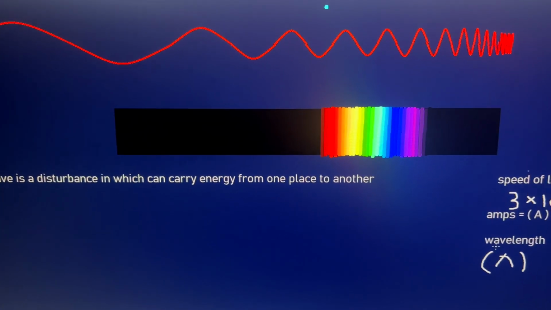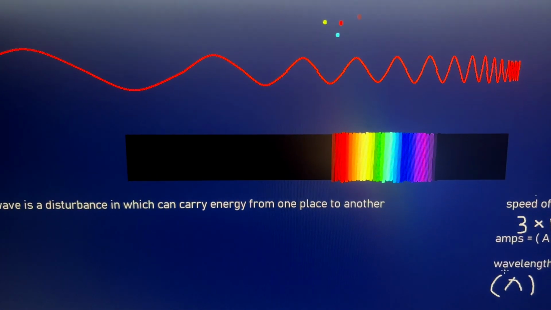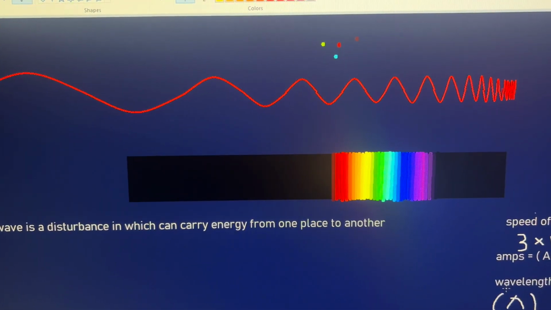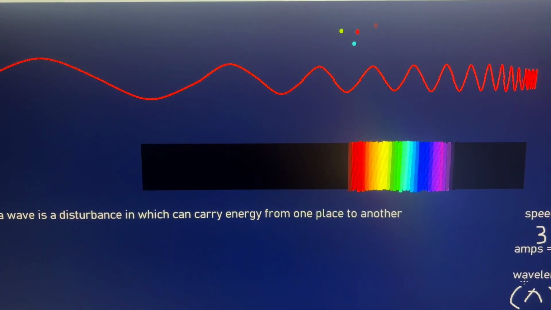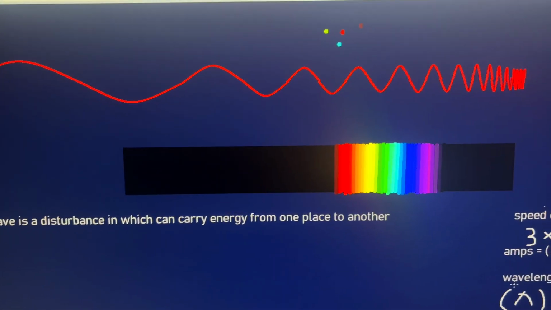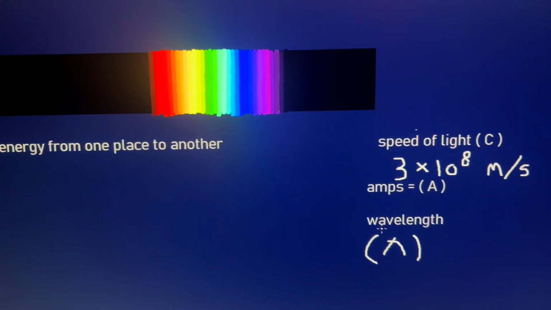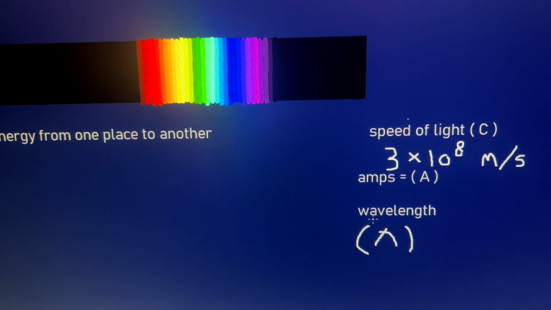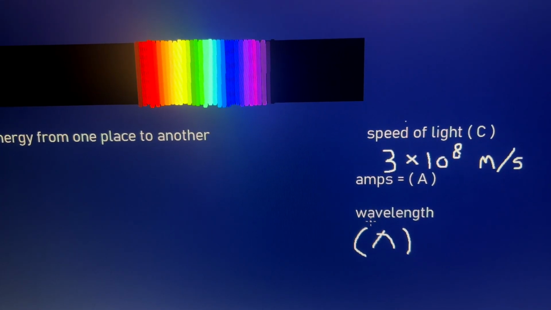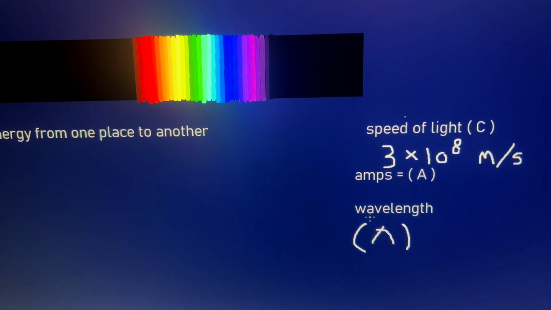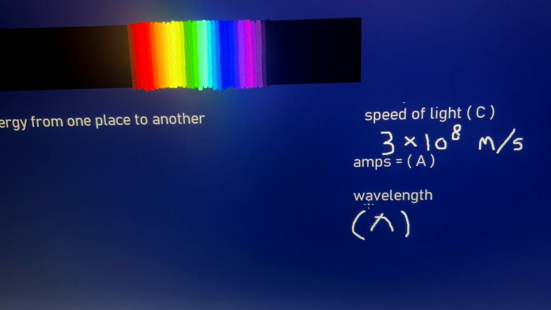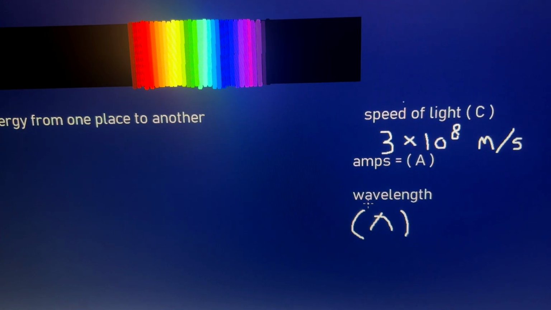So a wave is a disturbance which carries energy from one place to another. So it's how energy travels throughout the universe. And I got the speed of light right here, represented by c, is 3 times 10 to the 8th power meters per second. And amps is represented by A, and wavelength is represented by that symbol there.